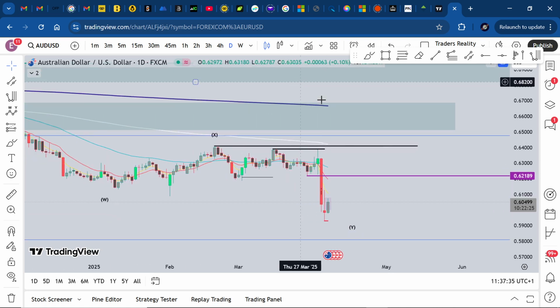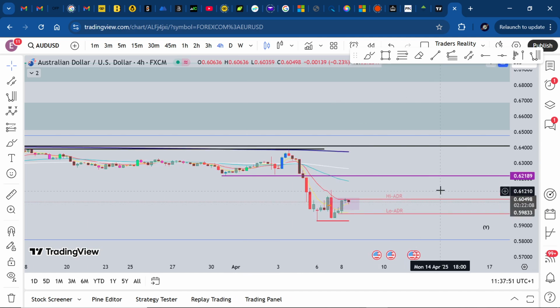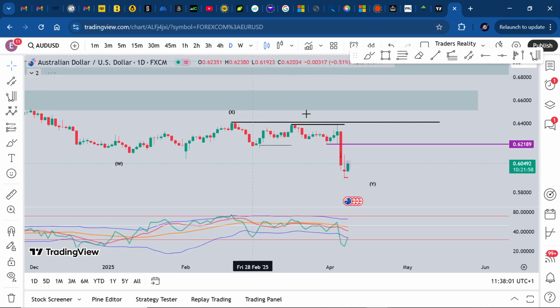Could we have the low of the weekend? So we're going to look into this structure. This is going to give us the idea. Because currently we could be in a 1, 2, 3, 4, get one more low before going higher. Bullish divergence here on the 4-hour.